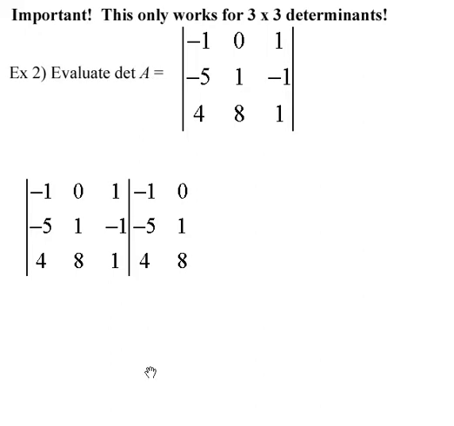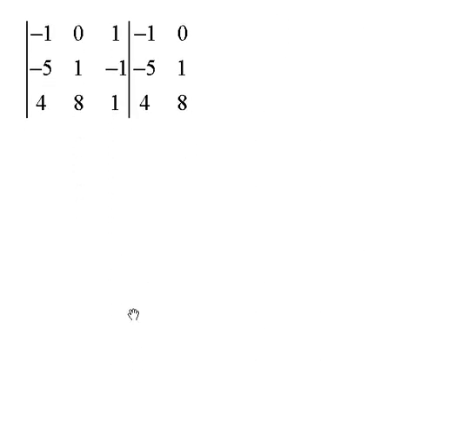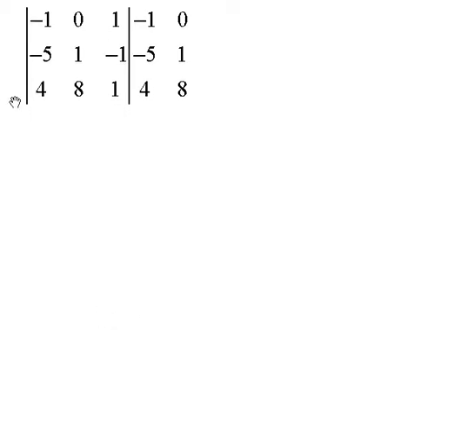Let's look at a numerical example. So we're going to find the determinant of this matrix. So let me scroll up so that we have room for it. Let's write the first 2 columns over again. So I've got the column -1, -5, and 4. We're going to write behind it. And the second column 0, 1, and 8.